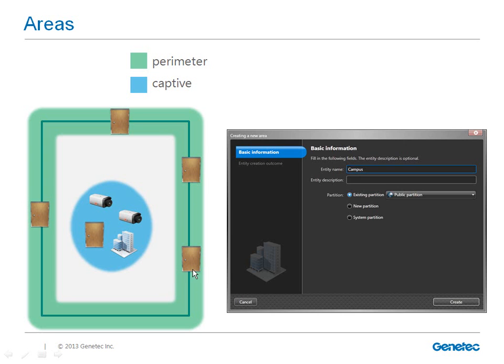Now, the doors associated with an area can be considered perimeter doors, like these ones here, or they are captive entities, meaning they have no effect on the access control functions of the area. Area creation is fairly simple. You just need to specify a name for the area and the partition that it'll belong to.